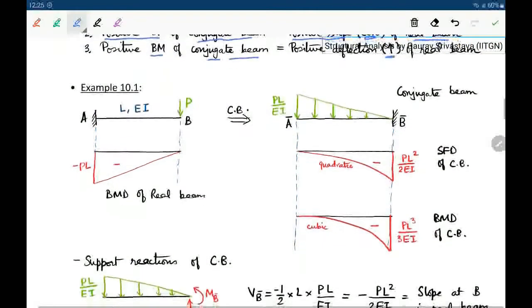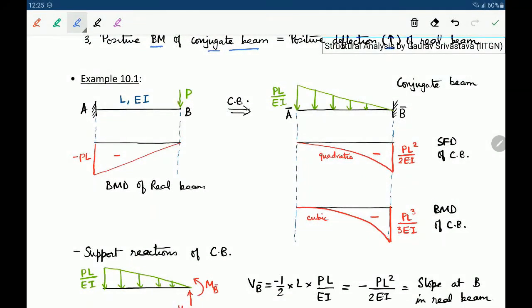Okay, now let's look at an example. So here the given beam is a cantilevered beam of length L and bending rigidity EI. There is a tip force P being applied, and we can draw the bending moment diagram of the real beam. That comes out to be this, and the bending moment is negative throughout.